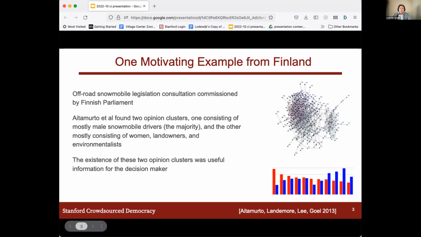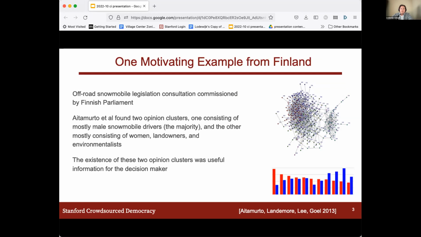There are two motivating examples I want to give for our work. The first is the situation in Finland, where Aitamurto et al. described in 2013 their legislative consultation in Finland, where they tried to crowdsource opinions to answer the question of where snowmobiles in the winter should be allowed to go.